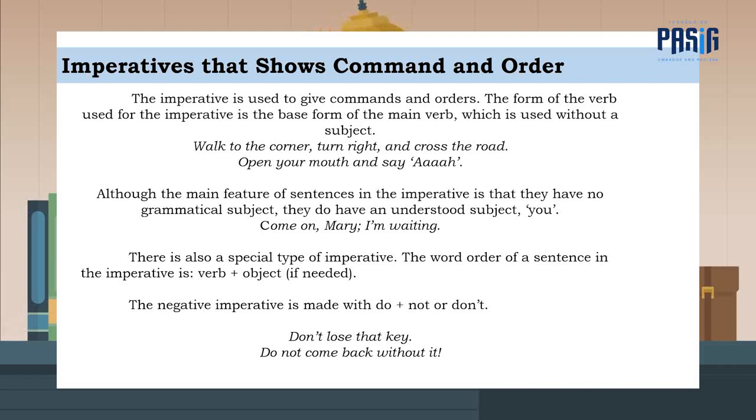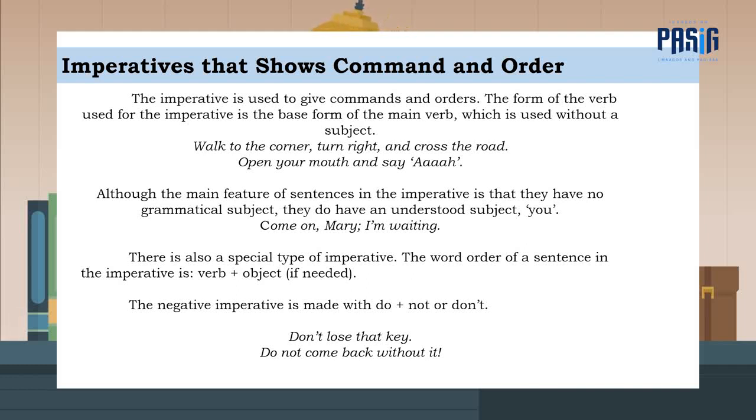Although the main feature of the sentences in the imperative is that they have no grammatical subject, they do have an understood subject, you. The basic form of the imperative remains the same whether it is addressed to one or more people. For example, come on, Mary, I'm waiting. There is also a special type of imperative, using let's, that is used when you need to include the speaker.